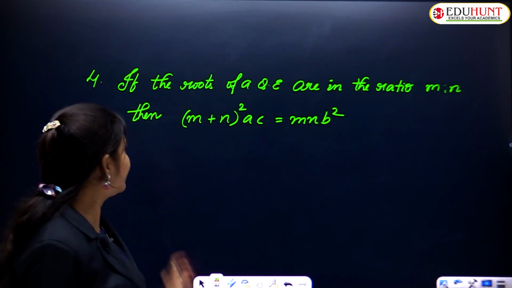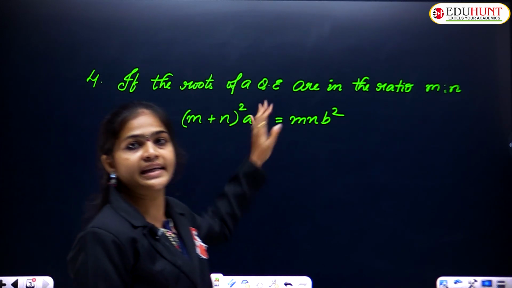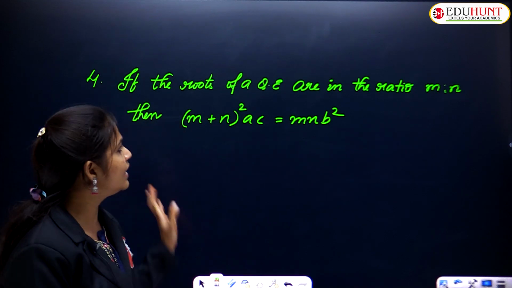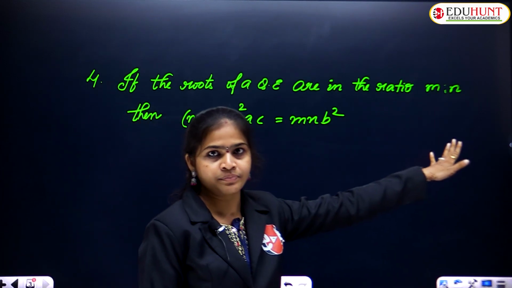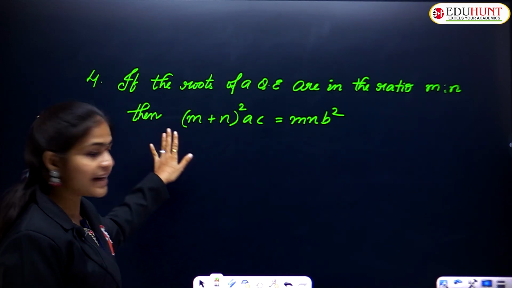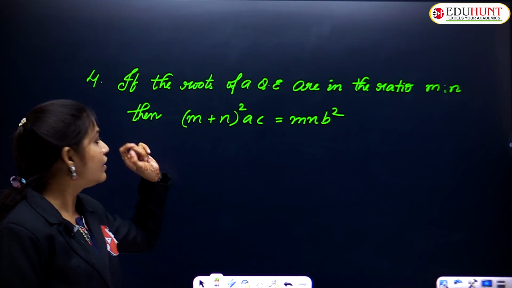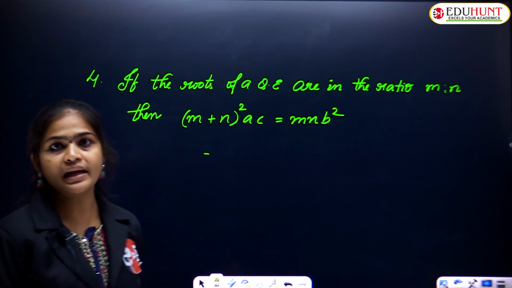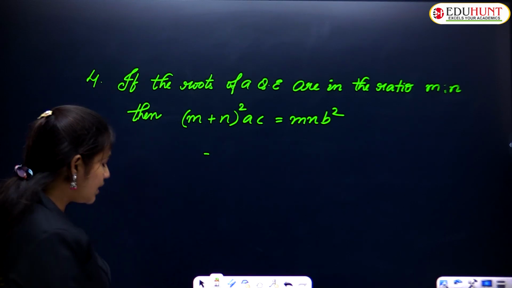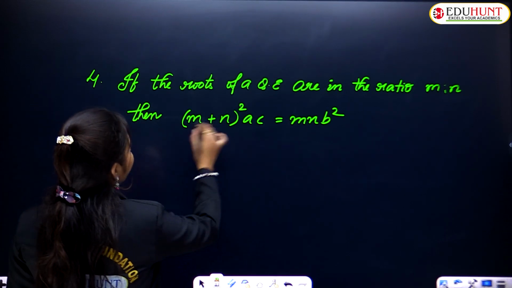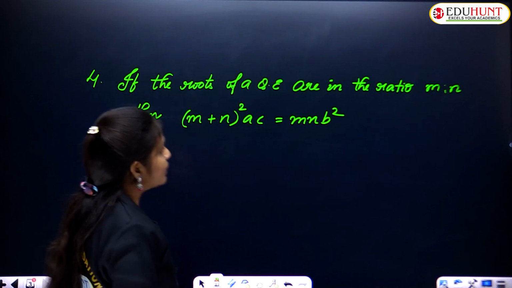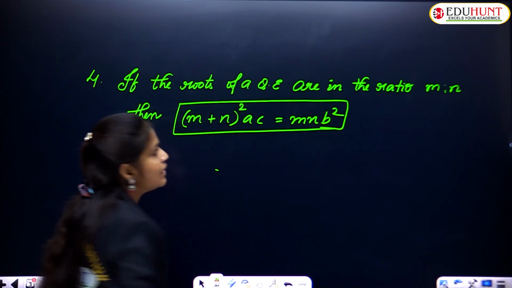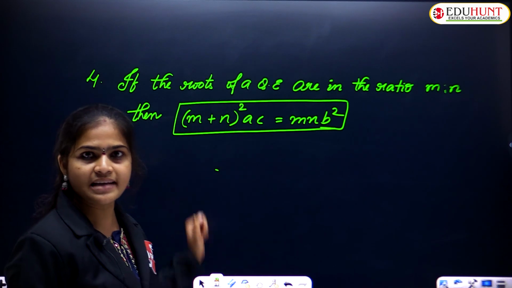What is that condition here? If the roots of a quadratic equation are in the ratio m is to n, whatever it may be, then by using the given root ratio we can find that condition. So what is that condition? (m plus n) whole square into AC is equal to mn b square. So this is the condition. Let us see the proof, how we got this condition.